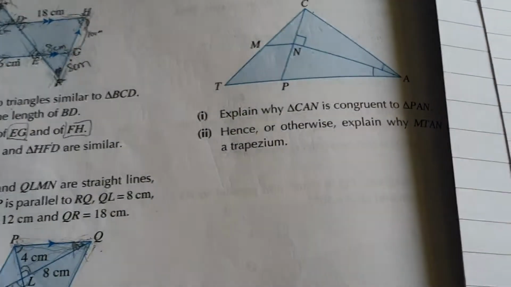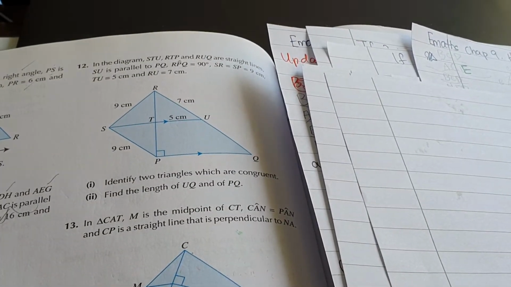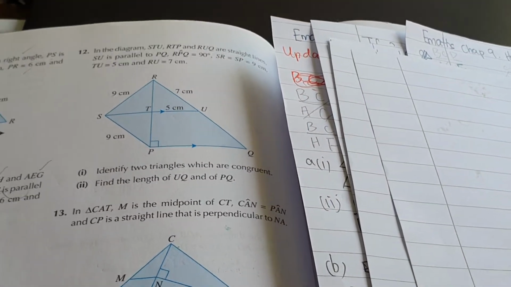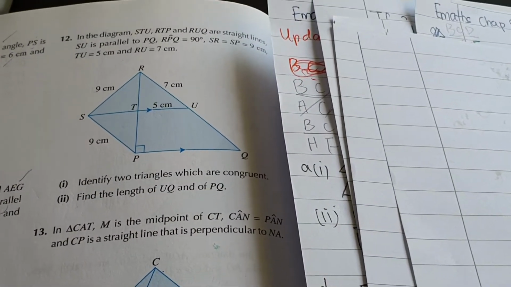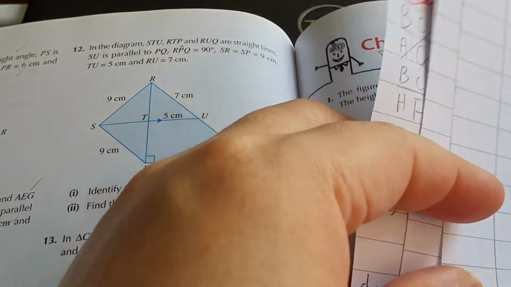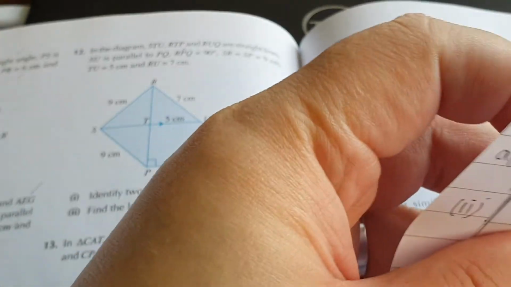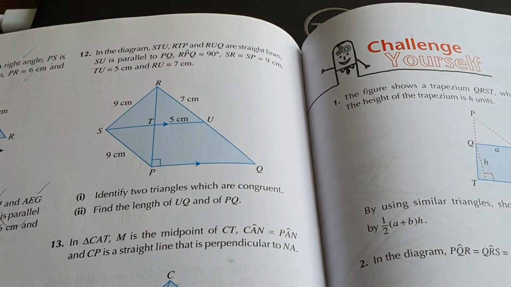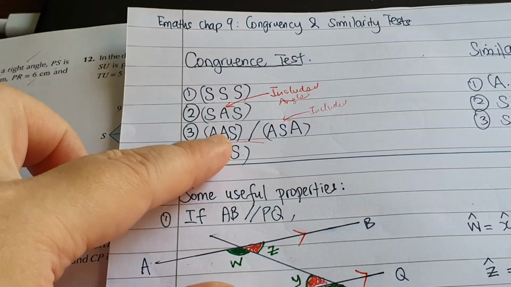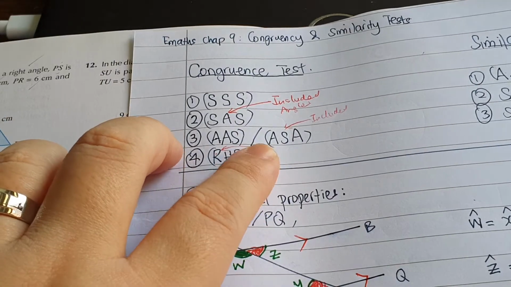We now move to number 12. Number 12 of this particular homework. Okay, now we are doing congruent triangles already. Okay, congruent triangles, if you remember, there are like 4 tests for congruency. These are the 4 tests. Okay, this AAS and ASA, they are actually in the same category.